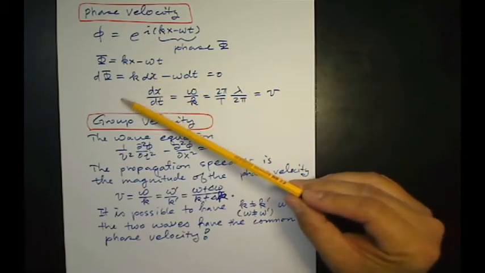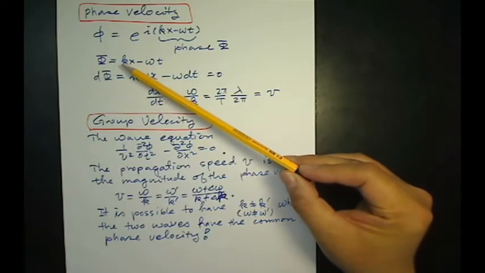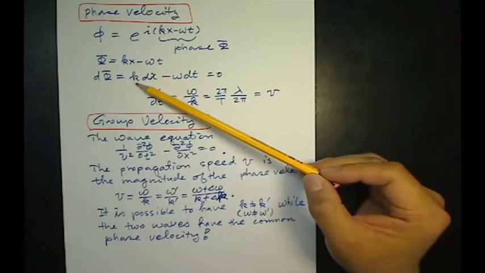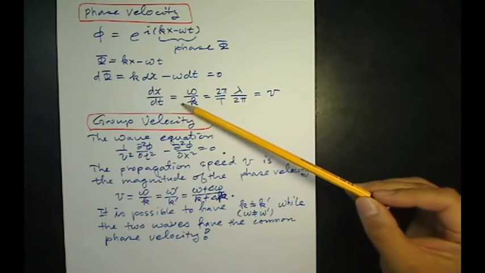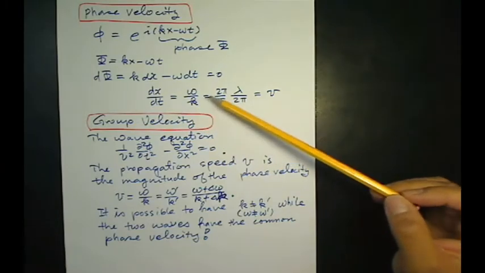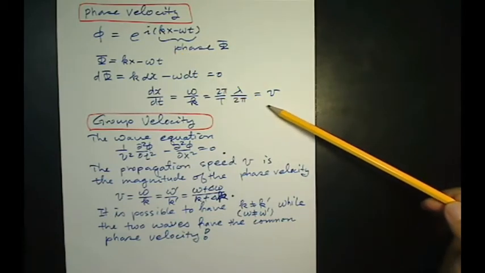That means the differential of this phase is 0. For fixed k and omega, we have this constraint. Therefore, dx over dt is omega over k. That is, omega over k is called the phase velocity.